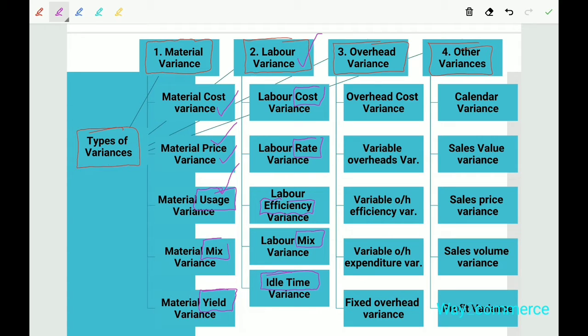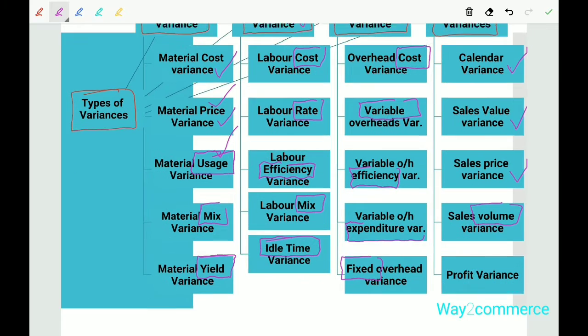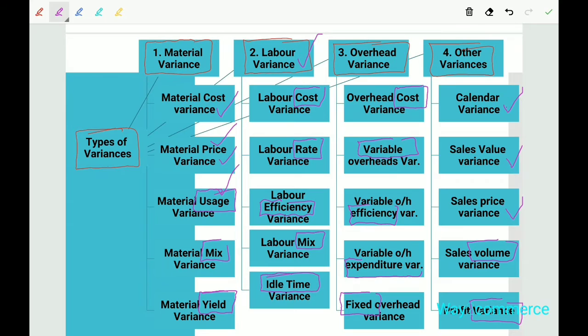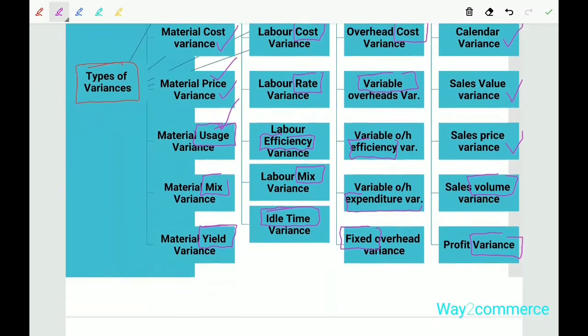Next, overhead variances: overhead cost variance, variable overhead variance, variable overhead efficiency variance, variable overhead expenditure variance, and fixed overhead variance. Other variances: calendar variance, sales value variance, sales price variance, sales volume variance, and profit variance. So these are the variances we have to discuss in further classes.